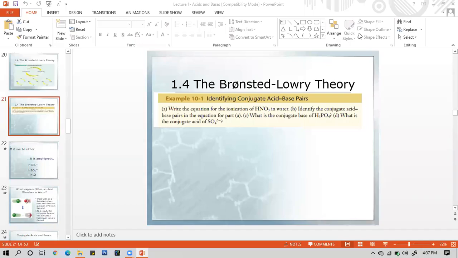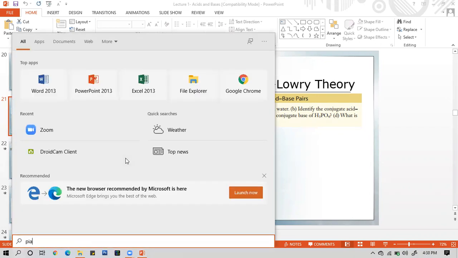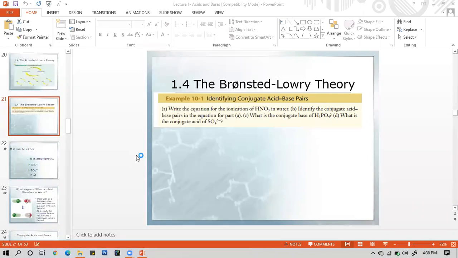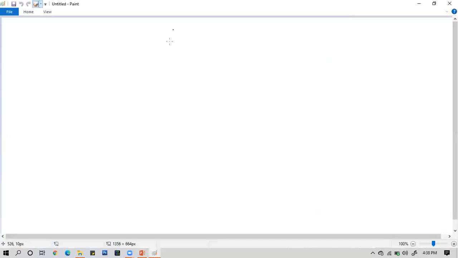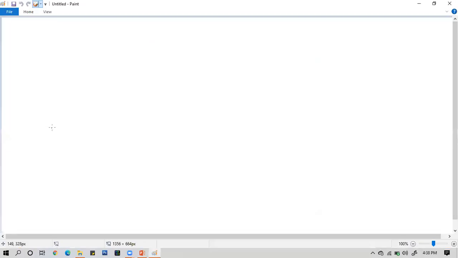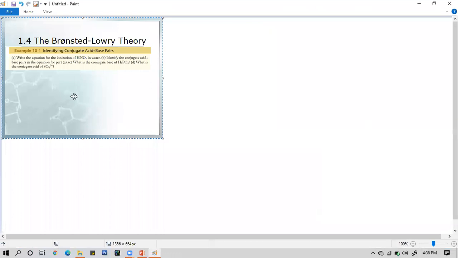Hello again, and we are now on part 3 of our lecture, which involves the problem solving that we encounter throughout the lecture of part 1 and part 2. Now, let's first solve this problem, the writing of equilibrium or acid-base equations regarding Bronsted and Lowry. This slide here is slide number 21 on PowerPoint number 1, and let's now solve this.